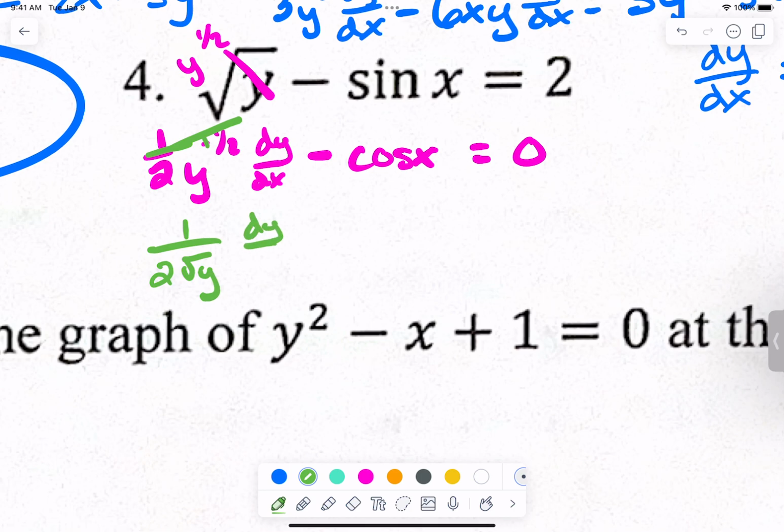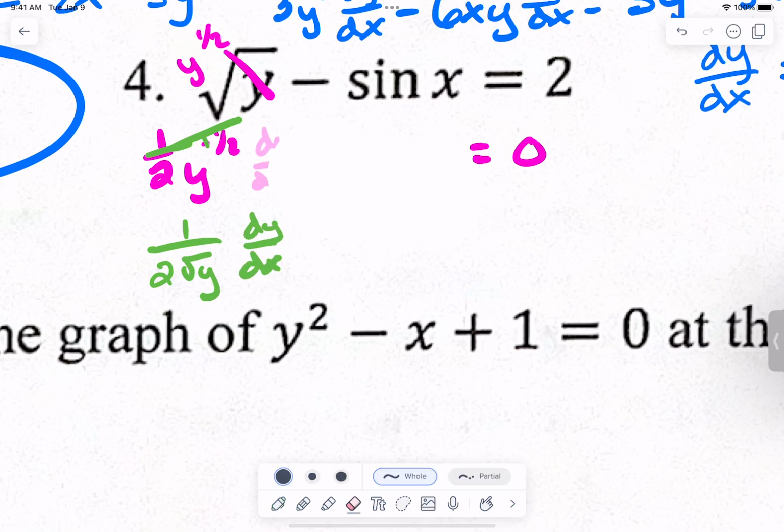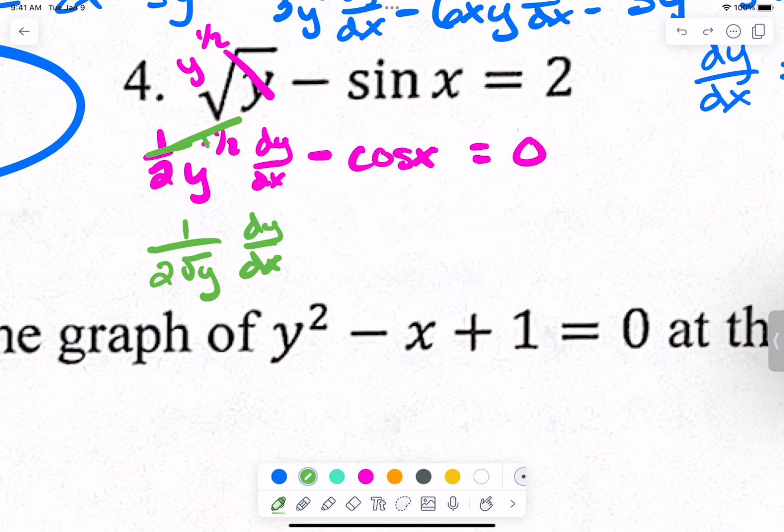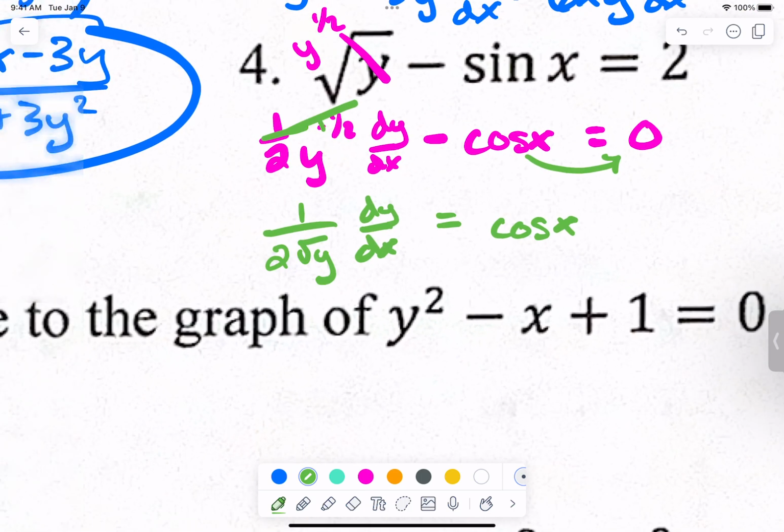Then I have dy/dx. And then I'm going to add the cosine over. So equals positive cosine x. Do you see what I just did? Okay. Then you want to divide by that, or I could multiply by 2 square roots of y over 1, right? Times 2 square roots of y over 1.